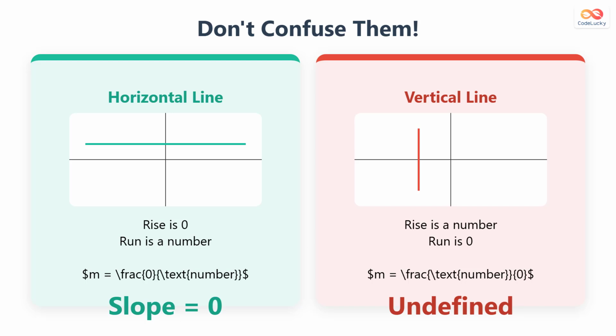Be careful not to confuse horizontal and vertical lines. A horizontal line has a 0 on top of the fraction, so the result is just 0. That is a valid number. A vertical line has a 0 on the bottom. That breaks the math. That is undefined.